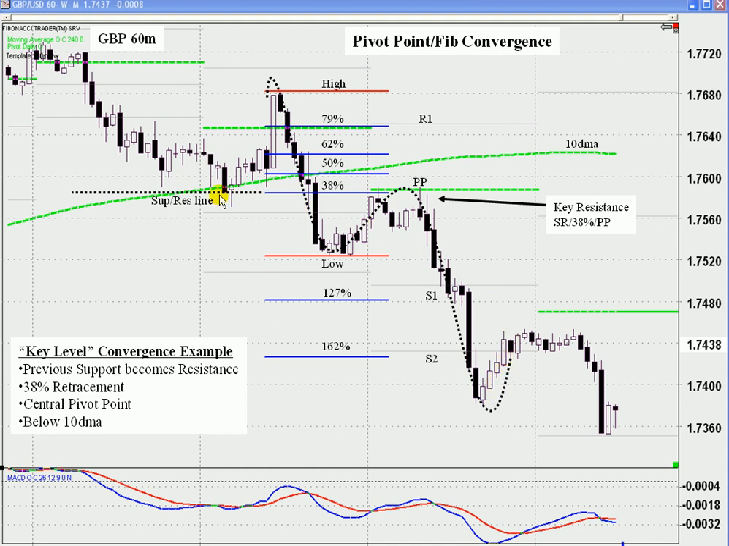This is a very important level where price could bounce, and you want to trade it as close to that level as possible. Support resistance, 38% retracement, 10-day moving average is a bit above, but the central pivot of the following day as well.